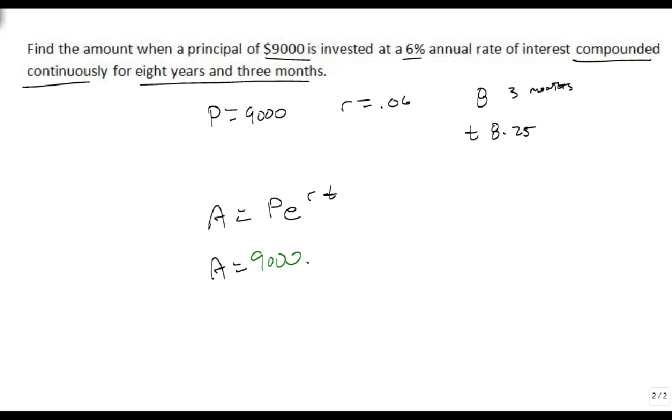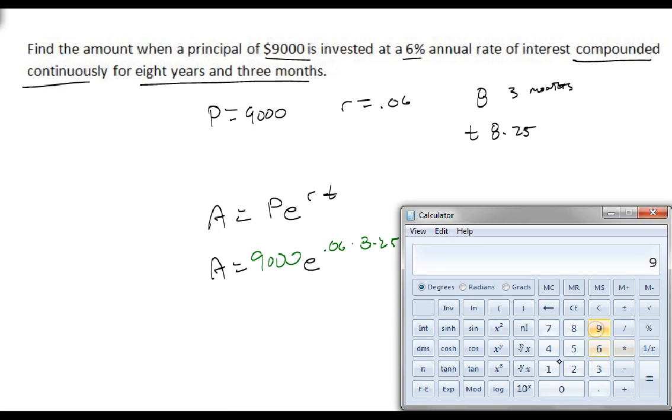This is our t. So our amount is equal to P e to the rt, so it's equal to 9,000 e to the 0.06 times 8.25. So we get out our calculator real quick, and we do 9,000 times. Now right here you'll notice there's this inverse. Here's our e to the x button, but what we need to do first is put what we want in parentheses. And every calculator is a little bit different, but this is how the Windows one works. We're going to close that, and we're going to hit this e to the x times.